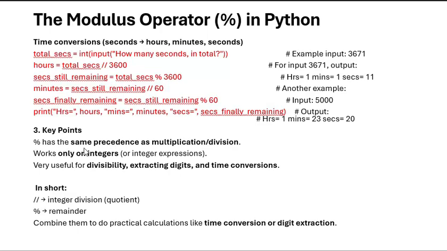The modulus has the same precedence as multiplication and division, and works only on integers. It is very useful for divisibility, extracting digits and time conversions. When we do integer division, we get the quotient. When we do modulus, we get the remainder. Combine them for practical calculations like time conversion or digit extraction. You can use these two in the time conversion code.